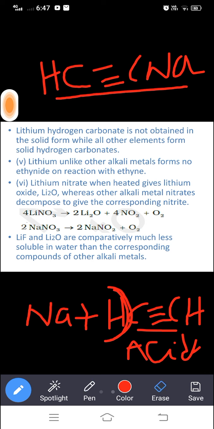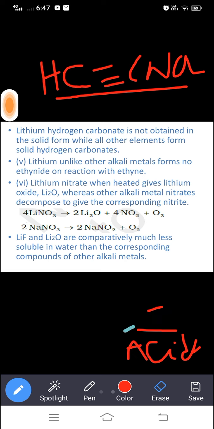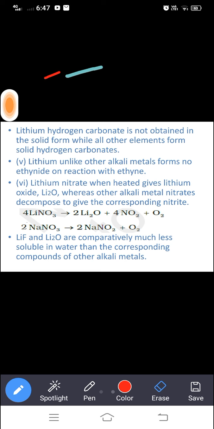But this reaction will not happen with lithium. The reason is all the other alkali metals like sodium, potassium, rubidium, everything will react, but lithium will not react. The reason is small size and high polarizability. For that reason, it will not react with ethyne and it will not form ethynide.